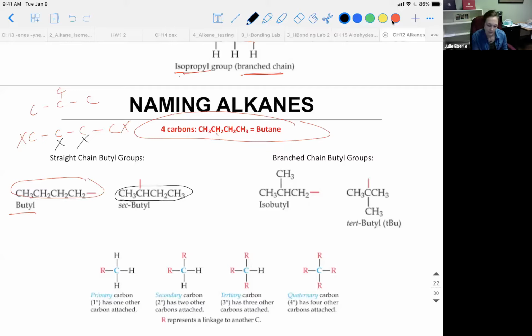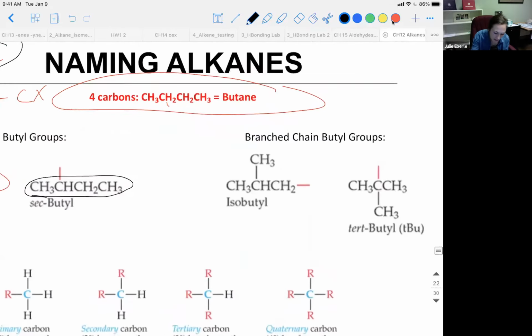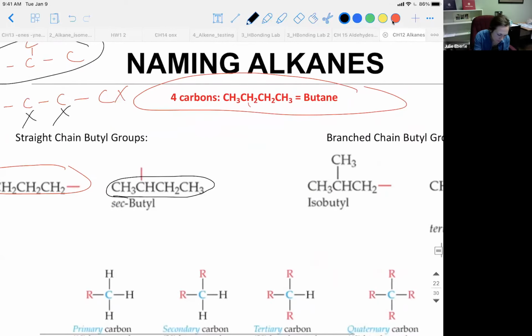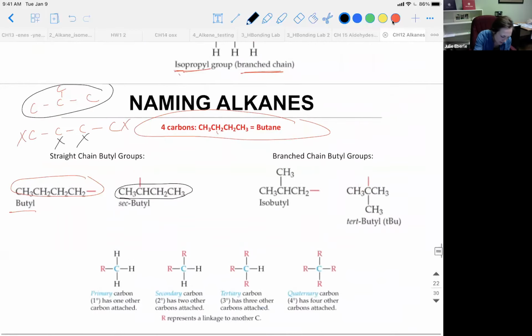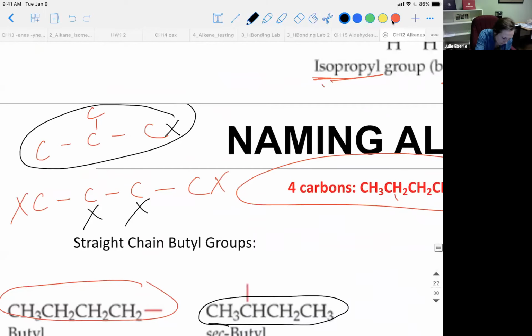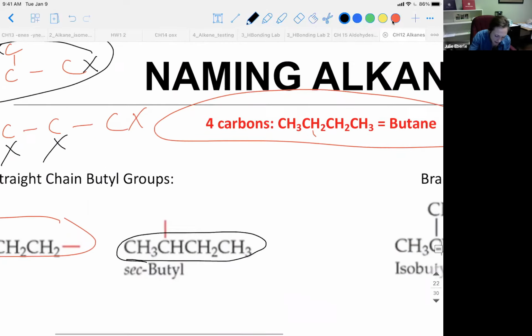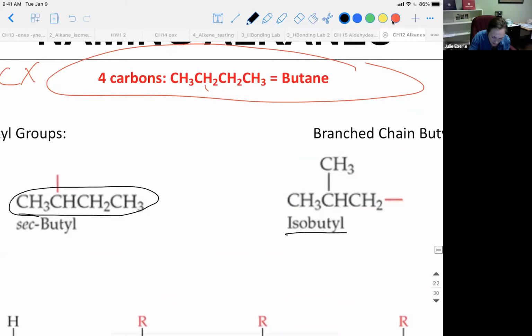Isobutyl is if, instead of having 4 carbons straight in a row, now we have this isomer of butane. And if we remove, sorry, let me go back up here. My screen is freezing. If we rip off a hydrogen from one of the outer carbons, we are attaching a group that will look like this, and it's an isobutyl group.